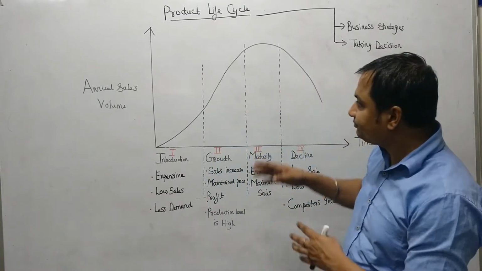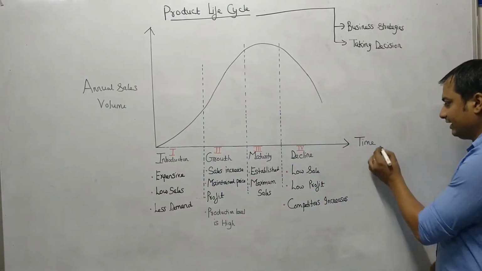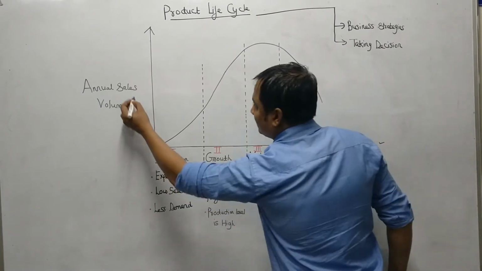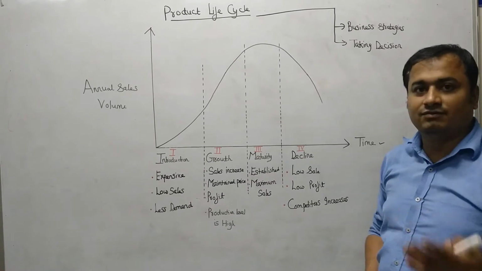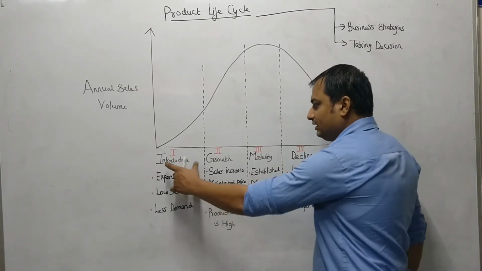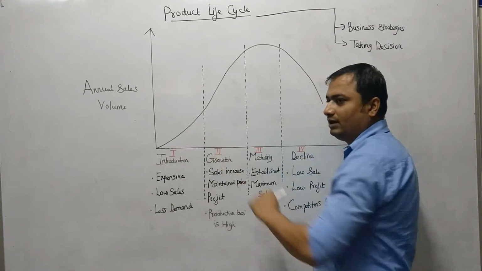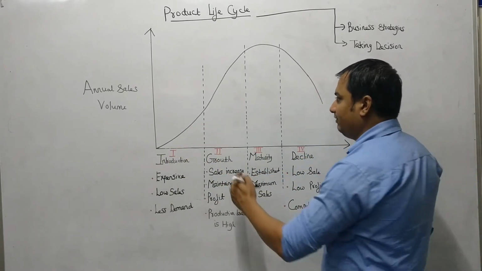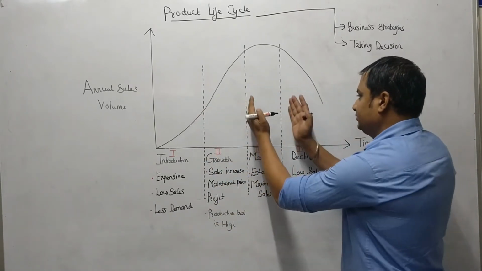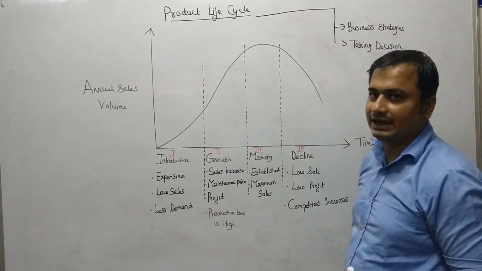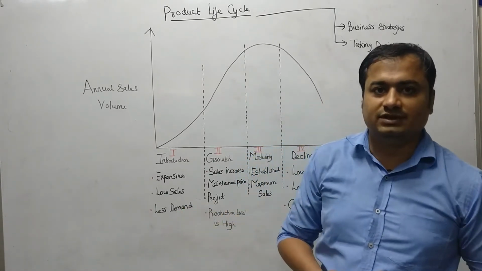Basically a graph is plotted between two axes. In the x-axis I have taken the time, in the y-axis I have taken the sales. So the graph depicts 4 stages. The first stage is called the introduction phase. The second phase is called the growth. The third is called the maturity, and the final is called the decline. I will be discussing all the stages of this product life cycle one by one.